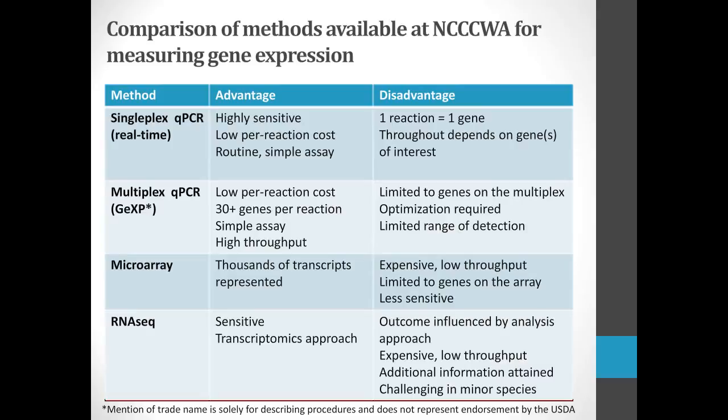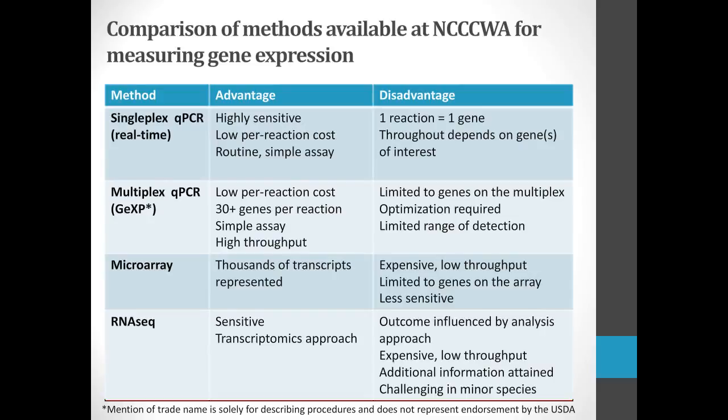So a fourth approach that we have heavily utilized recently is the multiplex RT-PCR using the GeXP platform. The per reaction cost is similar to what we can achieve with real-time PCR. And the assays are developed to analyze usually between 25 and 40 genes per reaction. The experimental procedure is simple and enables high throughput, and it has levels of sensitivity that are between real-time PCR and microarray analysis.